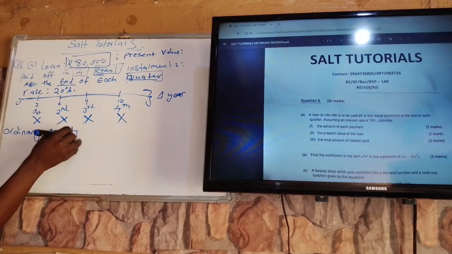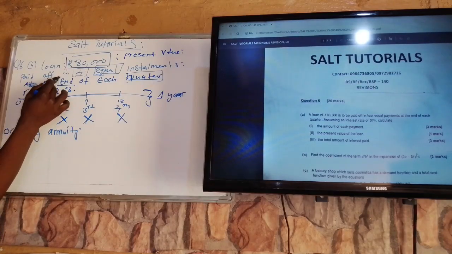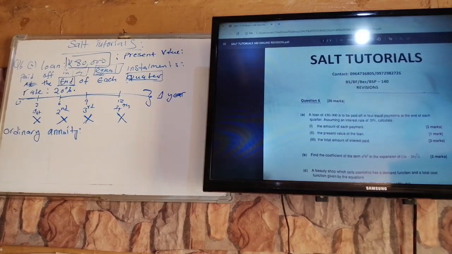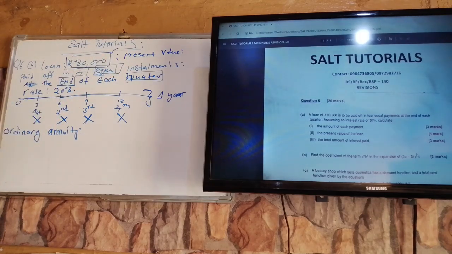This is an ordinary annuity, an ordinary annuity because the payments are made at the end. And if payments are made at the end, then it's an ordinary annuity. Now, what do you have which is going to help you come up with the payment which you are making every quarter? So you have the present value. It is the one which is going to help you.